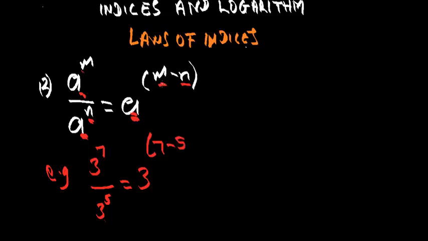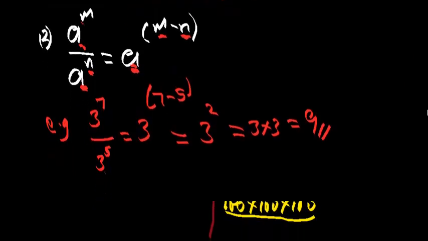That is m minus n, as you can see here. And this means that we are going to get 3, then 7 minus 5 is 2. So we are getting, and this one simply means that 3 is multiplying itself 3 times, and that means that we have 9 as our answer. Right. So this is one example on the laws of indices.